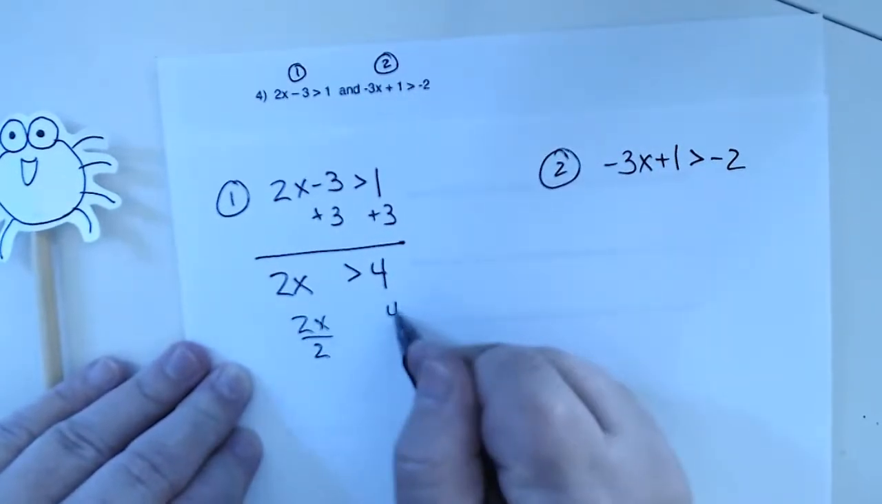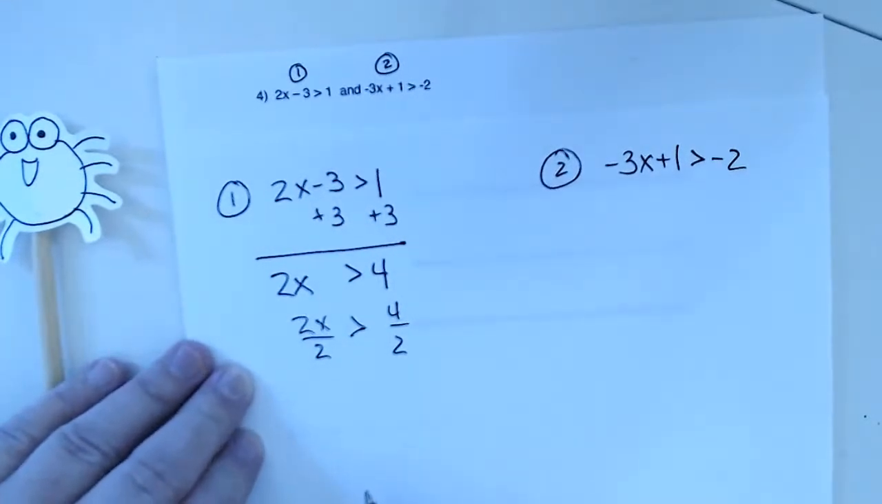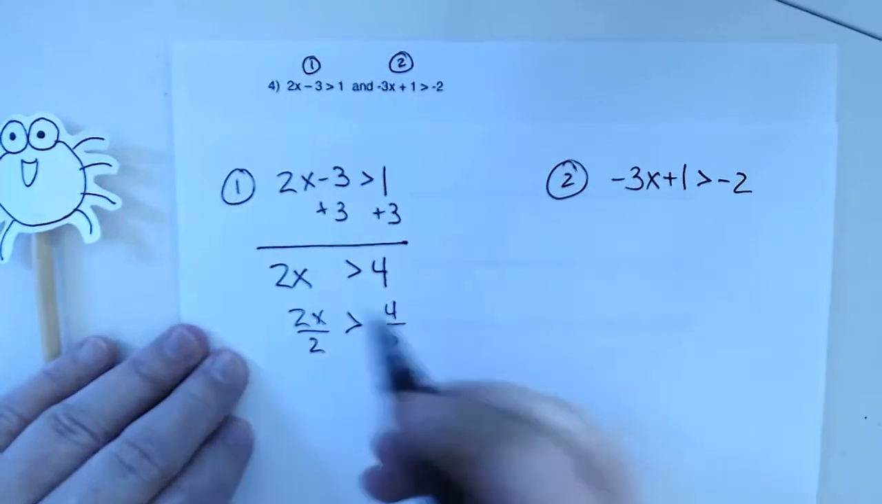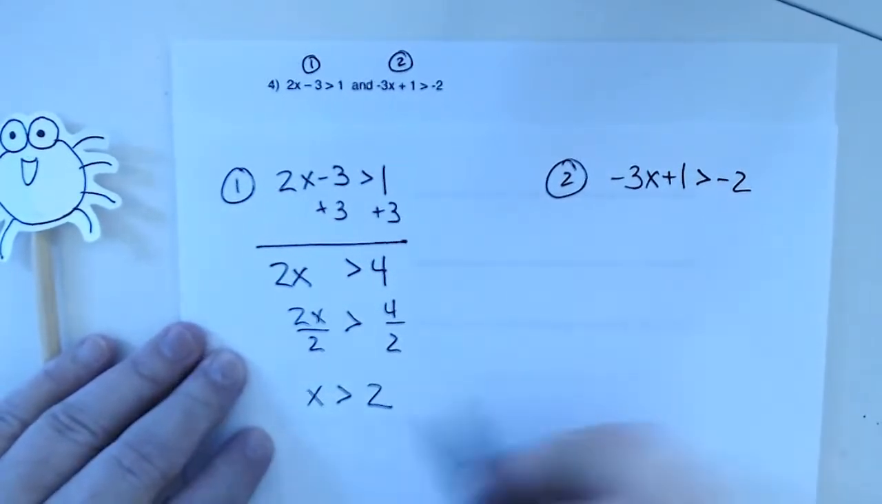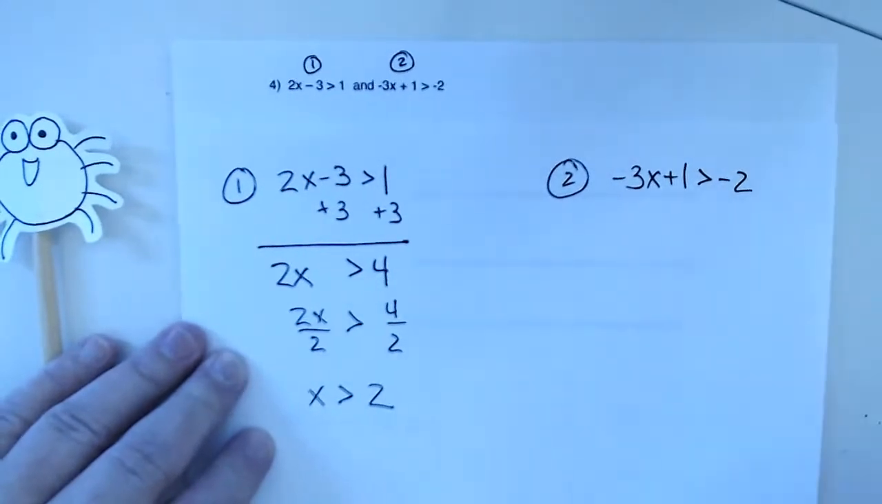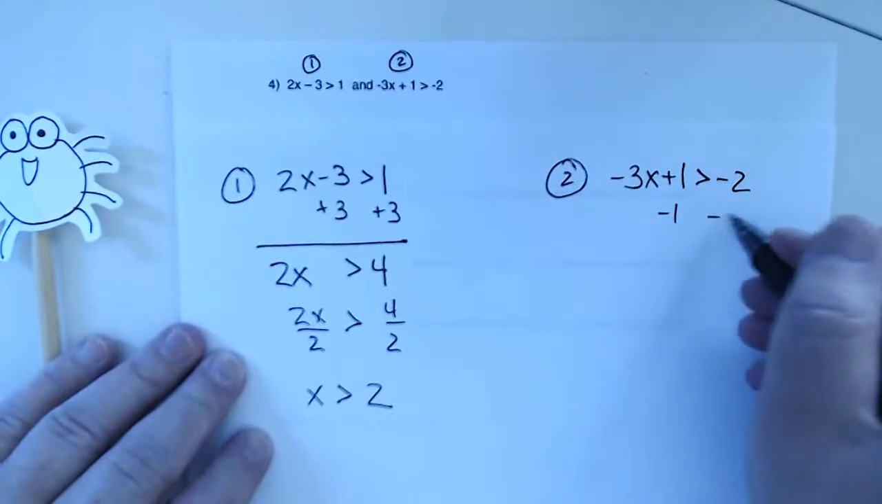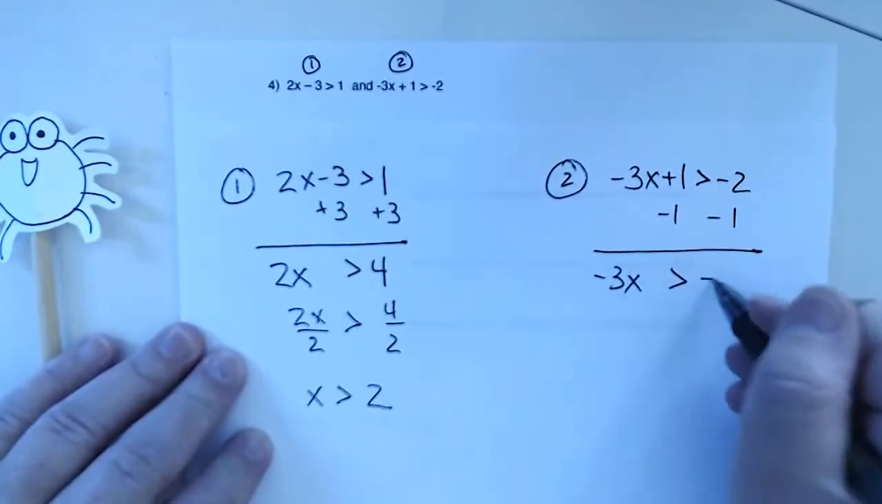Hopefully this is becoming really straightforward and almost like something you could do in your sleep. Divide both sides by 2. And I get x is greater than 2. So not too hard to graph. Over here on number 2, I see that I've got a plus 1, so I'm going to subtract 1. Negative 3x is greater than negative 3.